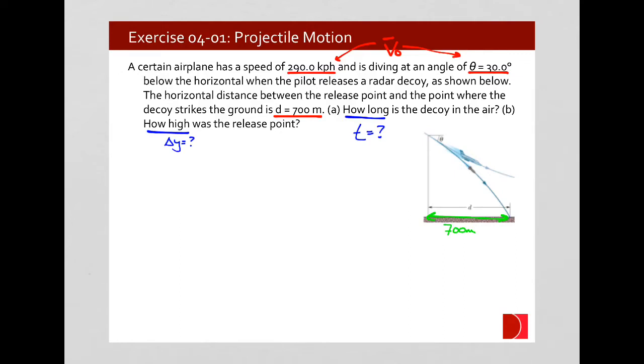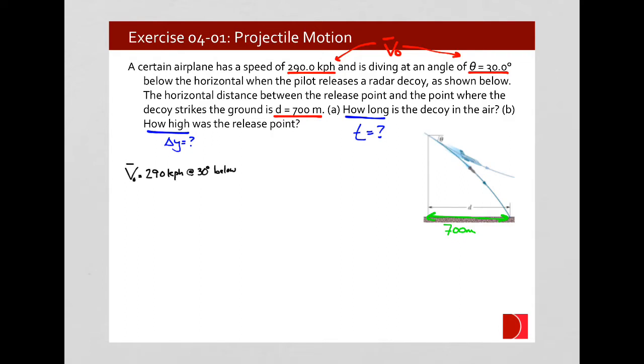So what we want to do here, if this is projectile motion, the decoy is flying through the air with no other influence other than gravity, then it's a constant acceleration system, and we can use the constant acceleration equations. We'll have two independent sets in the x and y directions. So we're told that the velocity initially is 290 kilometers per hour, and it's being launched at 30 degrees below the horizontal.